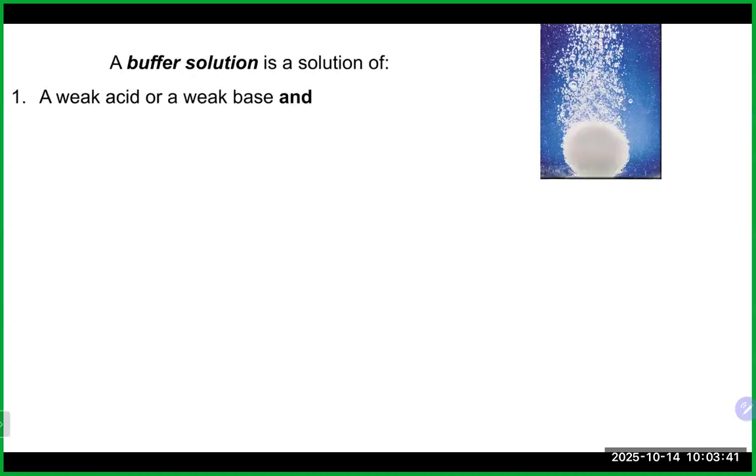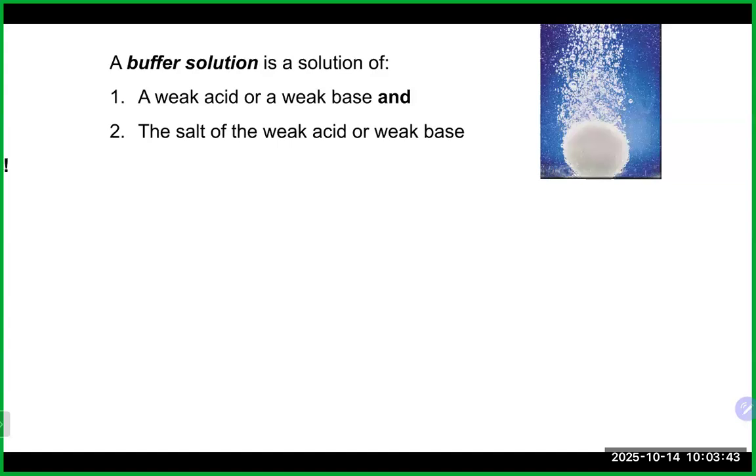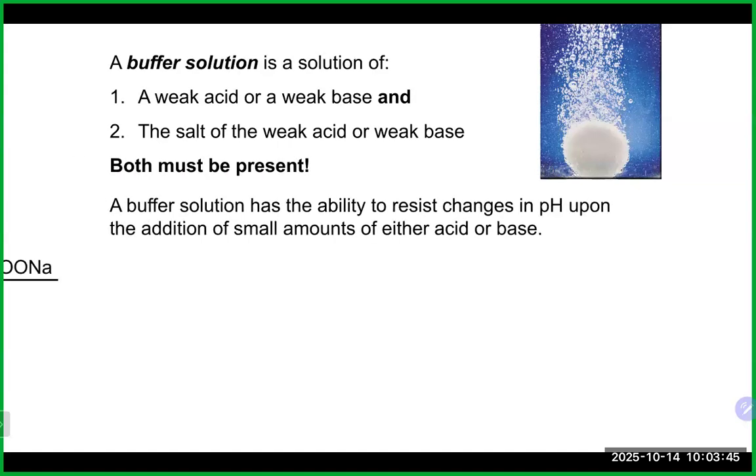All right, so we've been talking about this. Let's talk officially about what we've been talking about, which is common ion. And really, a common ion is basically a buffer situation. A buffer and a common ion is the same idea. So a buffer is a solution that's made up of one of two combinations.